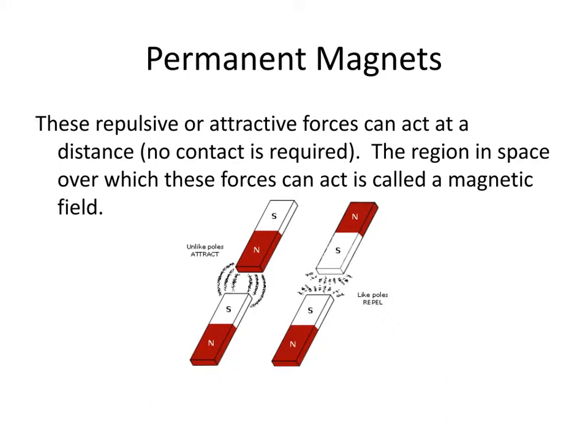So the region in space over which these forces act is infinite. The magnetic force never drops to zero, no matter how far away from a magnet you are. It just gets really, really weak when you get far away. And that region is called the magnetic field.